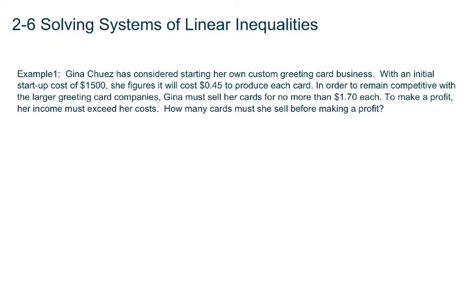We did a problem similar to this in a different section. When you have cost for a business and you want to make a profit, we have something called the break-even point. And the break-even point is going to be the point of intersection of the two equations. But these really aren't equations, because my cost is going to be greater than or equal to, because I have a minimum cost. It's going to be 45 cents per card, and we'll call x the number of cards, plus the $1,500 I have to use to start it up.